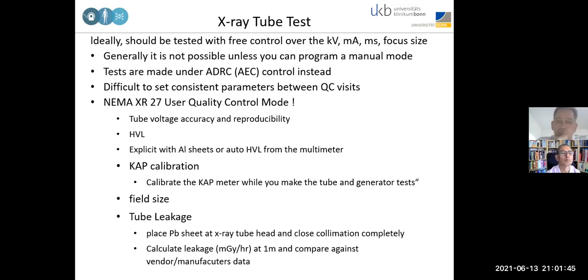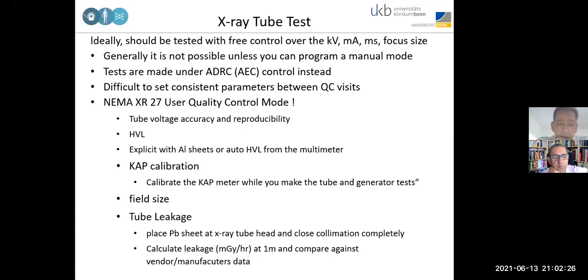Difficult is to set consistent parameters between the QC sessions. If you have a manual mode, you really have to be careful how you set your parameters, because this is manual mode and you have to reinstall all parameters again by hand. If you look into the NEMA XR27 user control mode, you see what you should test: the tube voltage accuracy and reproducibility, the half value layer, and especially with an aluminum sheet, then you should do a KAP calibration. You should look at the field size and the tube leakage.